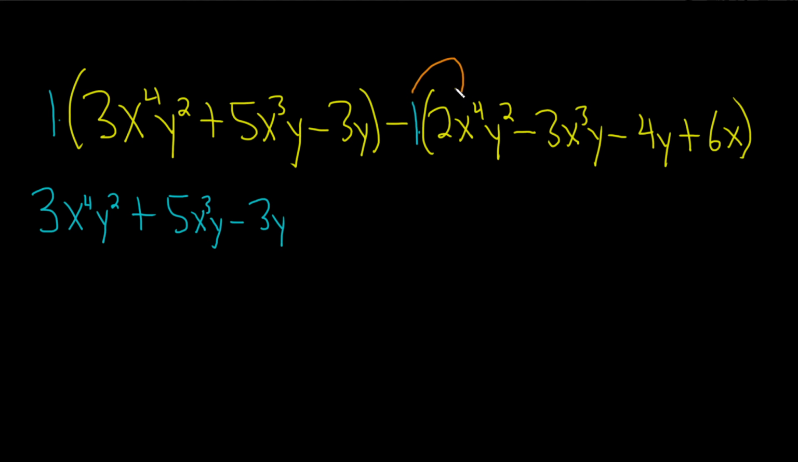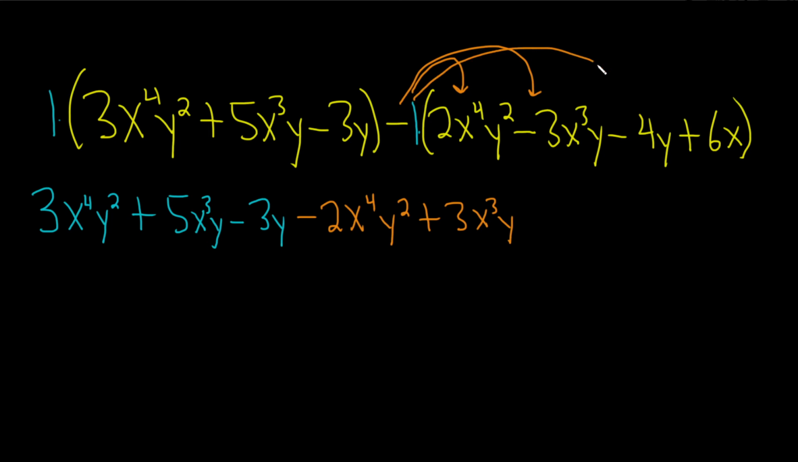So negative 1 times this is going to make it negative, so it'll be negative 2x to the 4th y squared. And then negative 1 times this is going to make it positive, so it'll be plus 3x cubed y. Then negative 1 times this piece will make it a positive 4y. And then negative 1 times the positive 6x is going to make it a negative 6x.